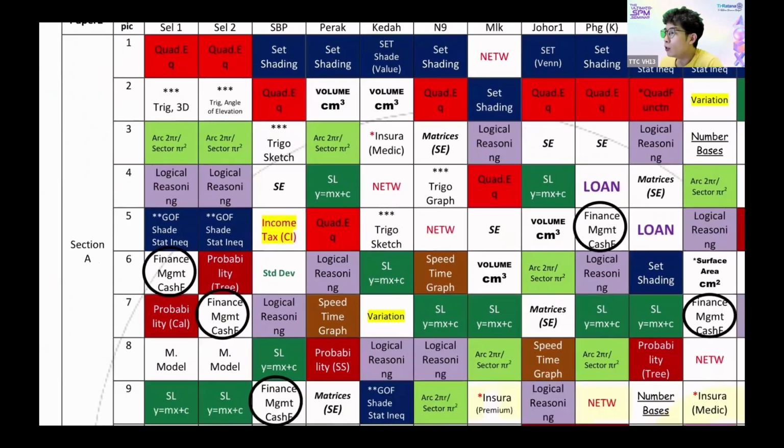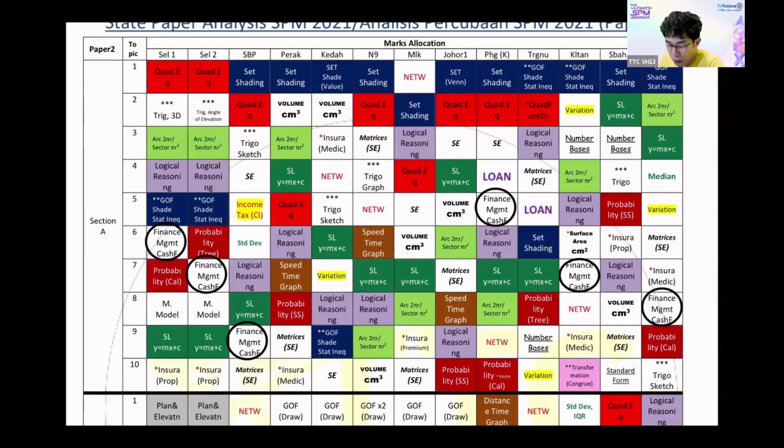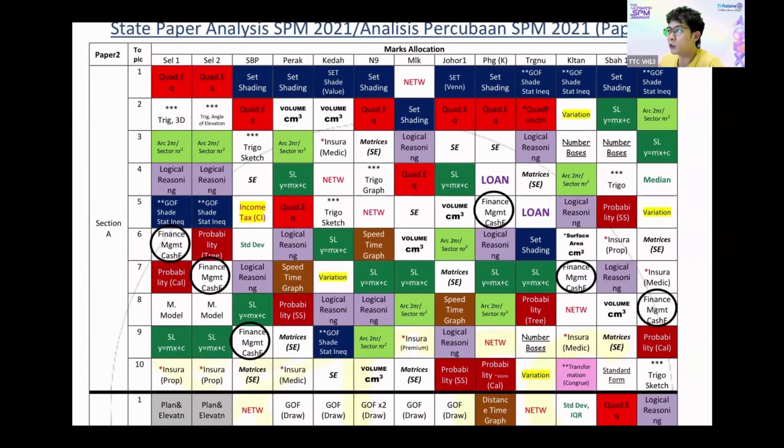Now, this section A, B, C, let me just show it to you. Section A, from the starting of the state paper, 2021 state paper, and of course we have 2022, 2023. I'm just showing you one of the years. So Selangor set number 1, Selangor set number 2, this is SBP. This is Perak state paper. This is Kedah, Negeri Sembilan, Melaka, and so on. Do you notice the color actually repeats, everybody? Do you notice that?